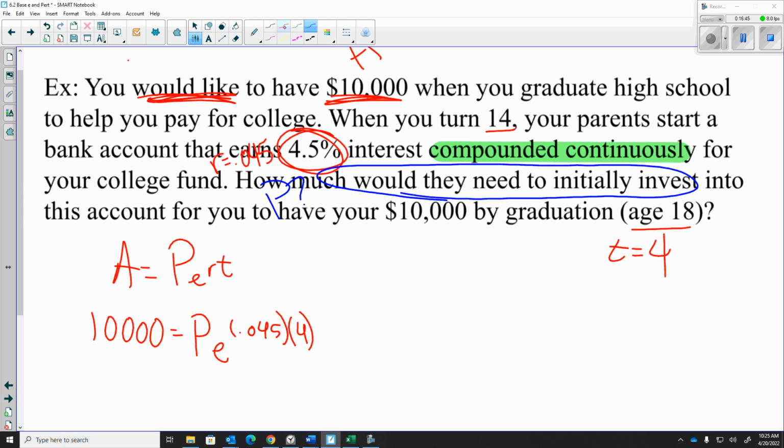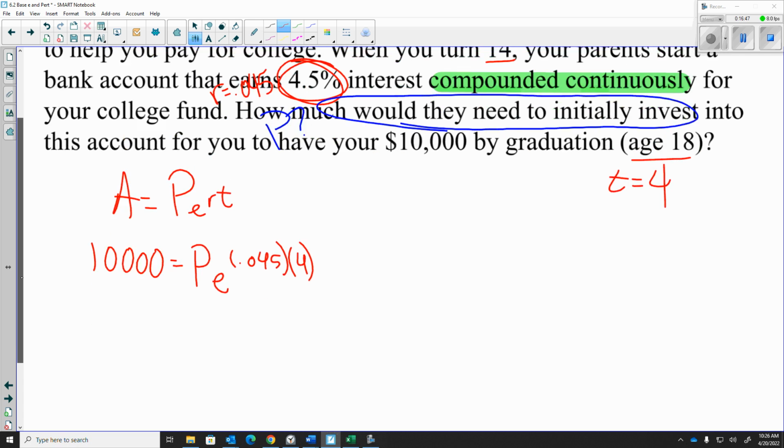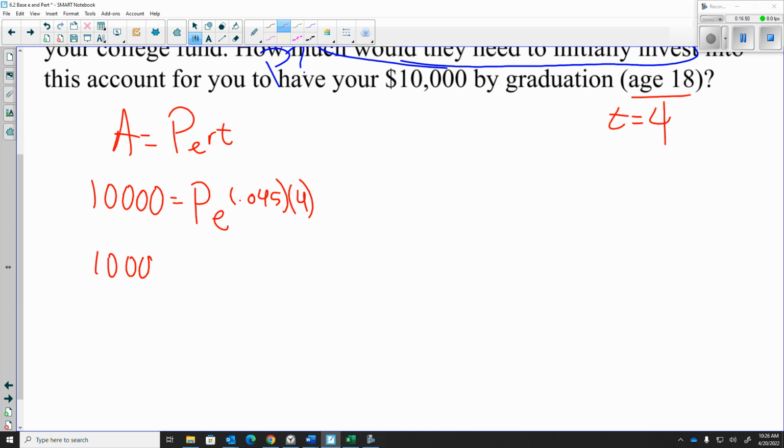So what is 0.045 times 4? 0.18? Okay. All right, so this is where it gets a little wacky. You are trying to solve for P, right? But let me ask you this. E to the 0.18, what is that? It's a number. It's a weird looking number, but it's just a number, right? So if you want to get P by itself, what do you need to do?